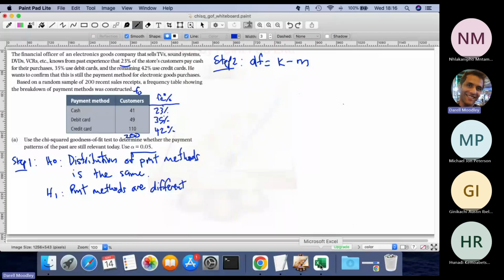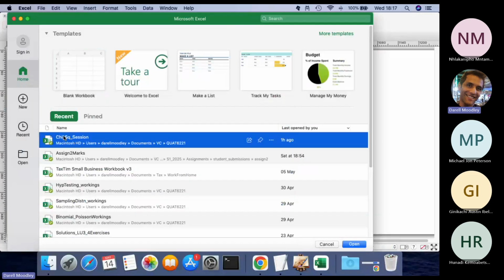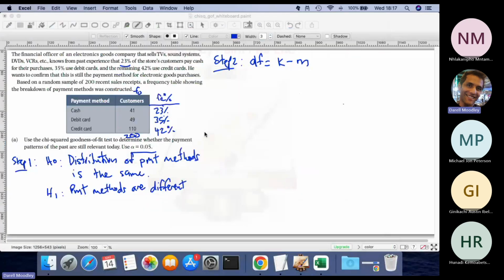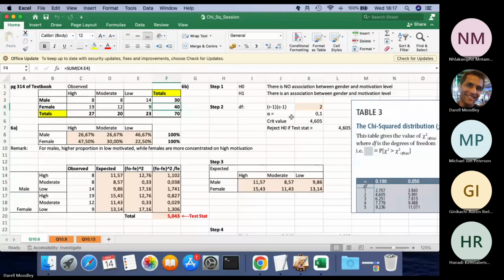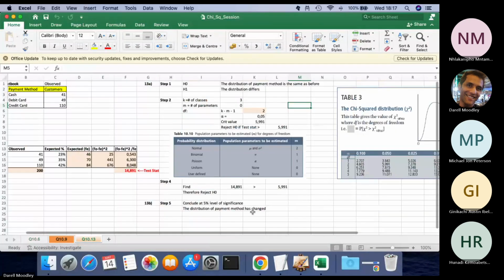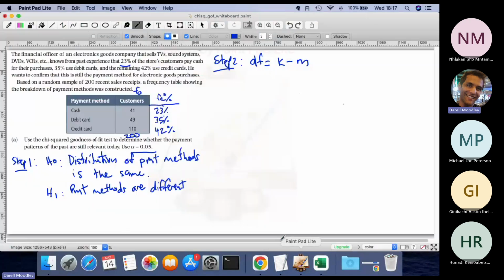Let me check, one second, let me write it down so I don't forget. K minus M minus 1. Let me just write this down. K minus M minus 1. So people, you need to remember this formula. As you can see, clearly I didn't memorize it, but you will need to. It's not given in your formula sheet. So for the goodness of fit test, you use this formula.